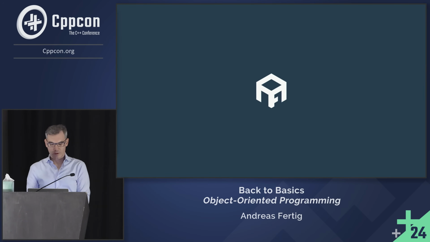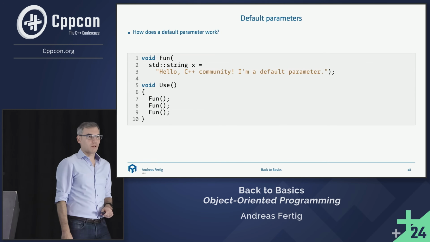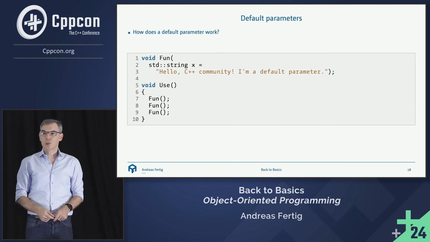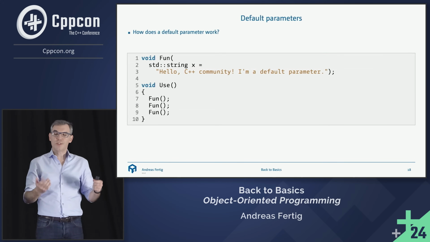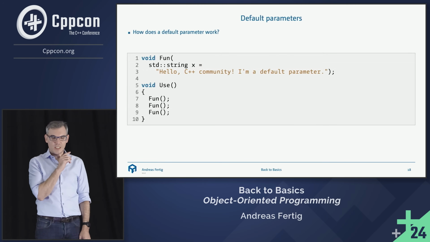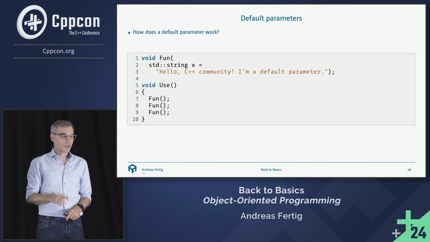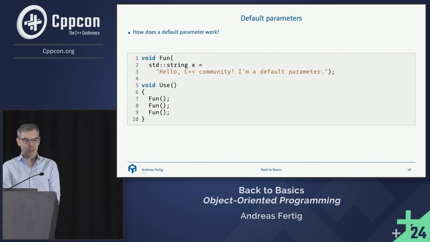what if I change the code a little? Let's say I have function fun that takes a std string x, and I default that one to a string like "hello C++ community. I'm a default parameter, and by the way, I'm really long", so I'm exceeding the regular 16 characters that fit into a small string optimization. It's important here. And because it's so fun, I'm calling fun 3 times below in use.